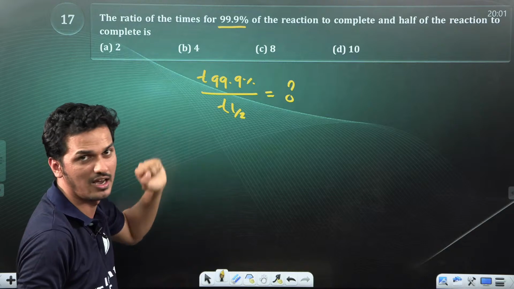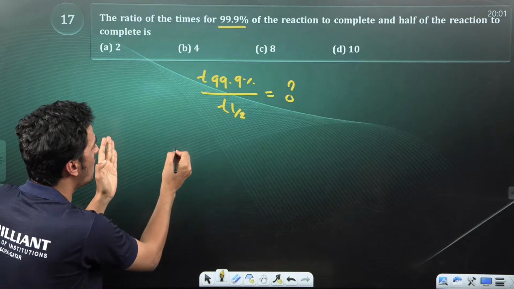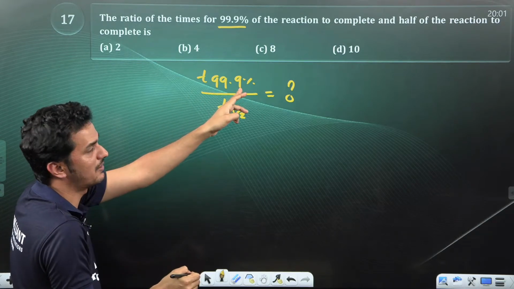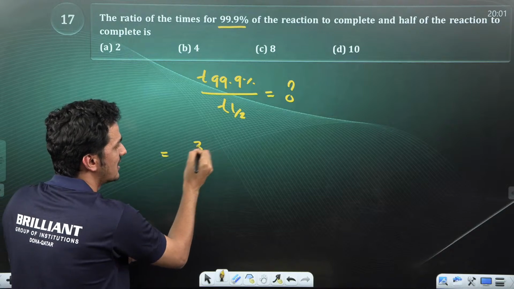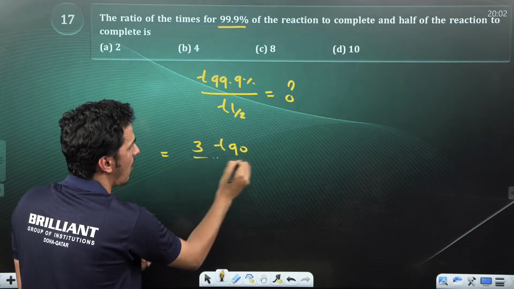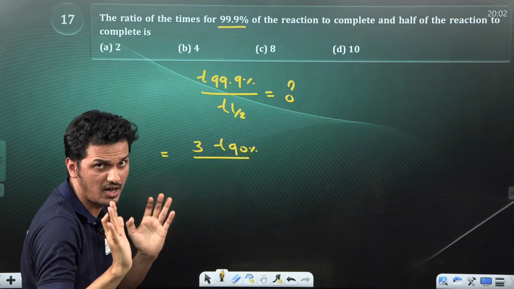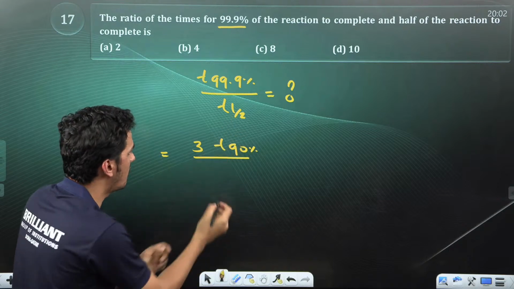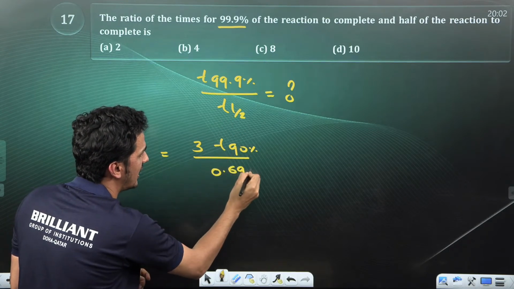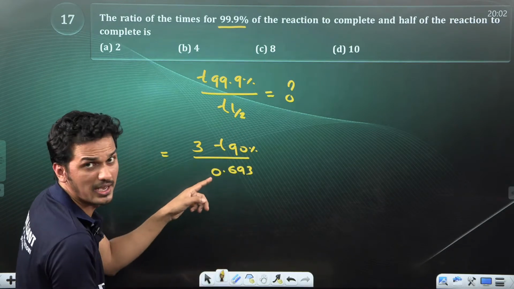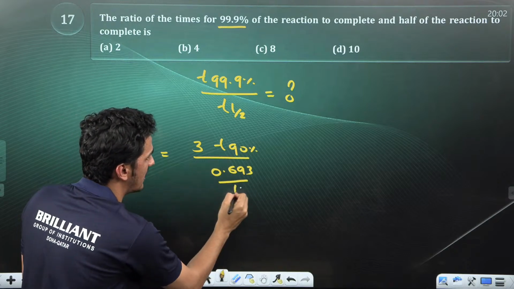T99.99% divided by T half, that only they are asking. So how can I write T99.99%? I can write 3 times T90. Okay, no problem, right? And what is T half? T half is equal to 0.693 by K.